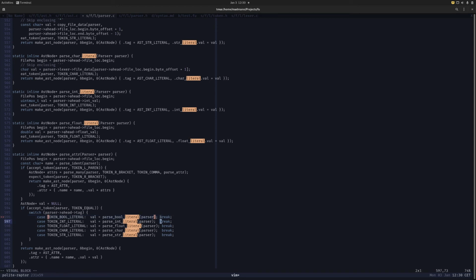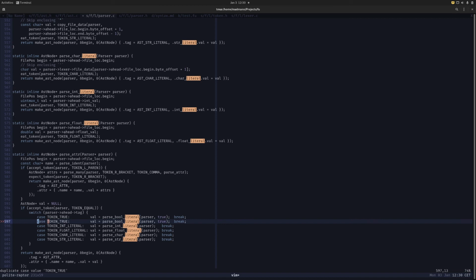Yes, token boolean literal does not exist. It's either true or false, because these are keywords. If I say token true, that would be the way to go. And then it should be token false.